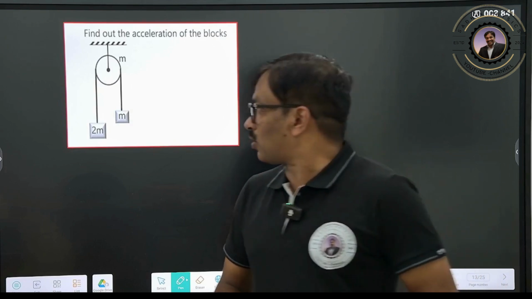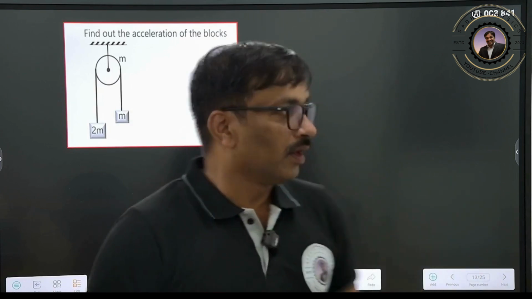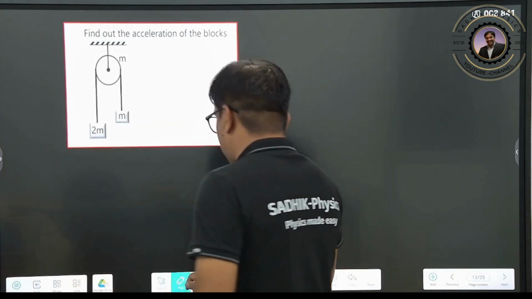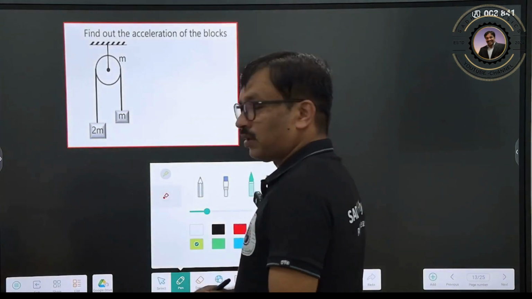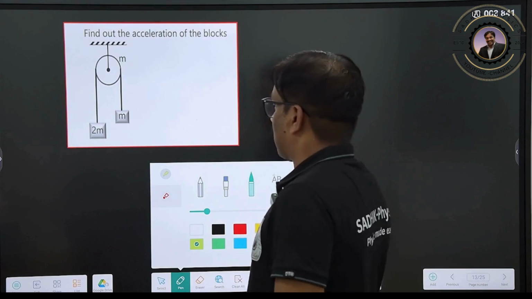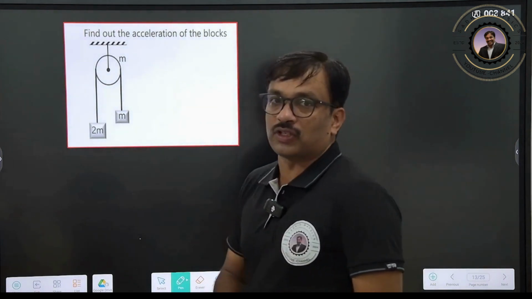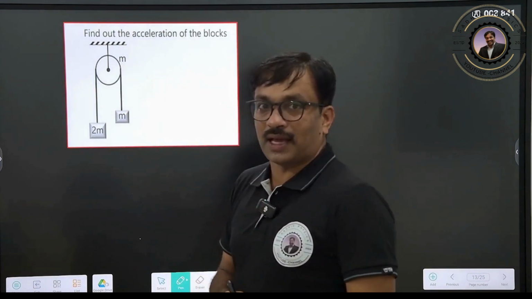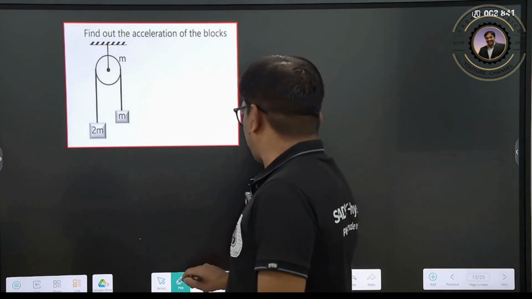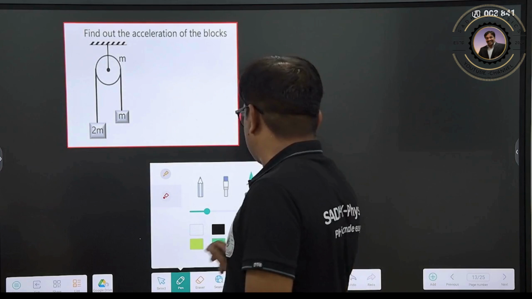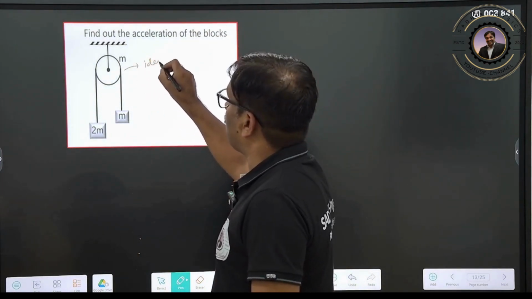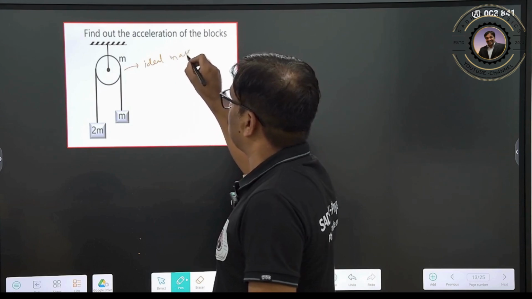Right, students. So we'll discuss one more problem now. This is one pulley problem. We did pulley problems in Newton's laws of motion. Also I did one video on the shortcut method on how to calculate the tension and how to calculate the acceleration. But there we considered that this pulley was ideal. Ideal means massless.